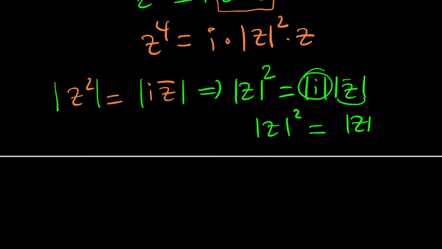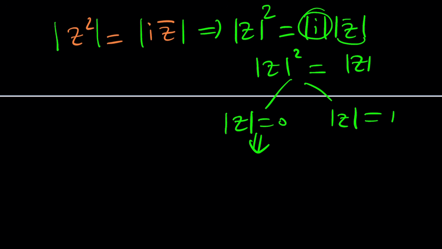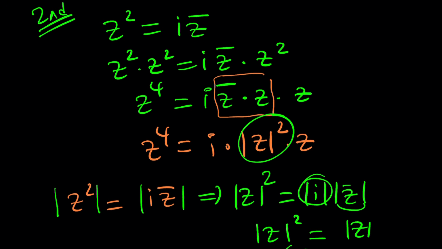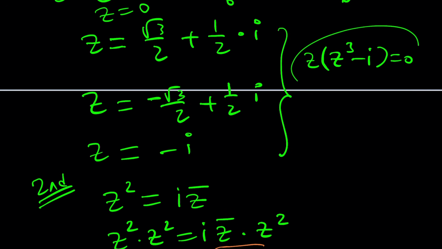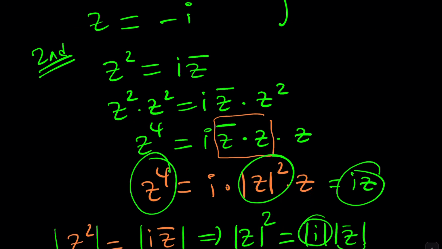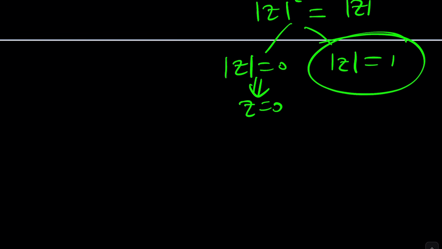And from here, we get 2 solutions again. Absolute value is 0 or 1, but absolute value of Z equals 0 gives us Z equals 0, which is not that interesting. And this one gives us what we're looking for. If you go ahead and replace absolute value of Z with 1, you get iZ from here. And guess what that gives you? Z to the 4th equals iZ, which is the same as this one, which is kind of interesting, don't you think? Great.